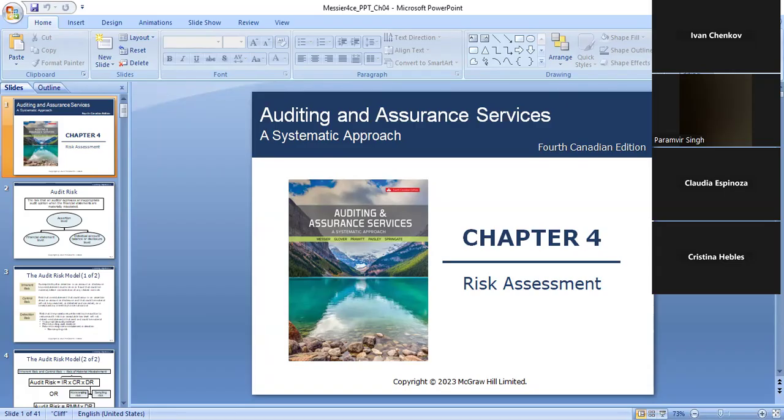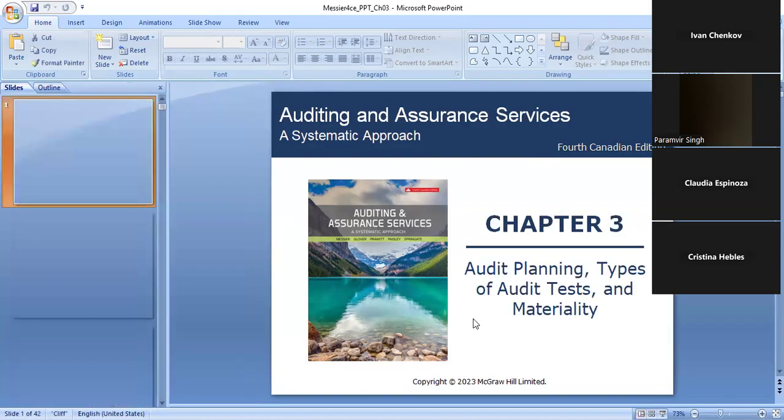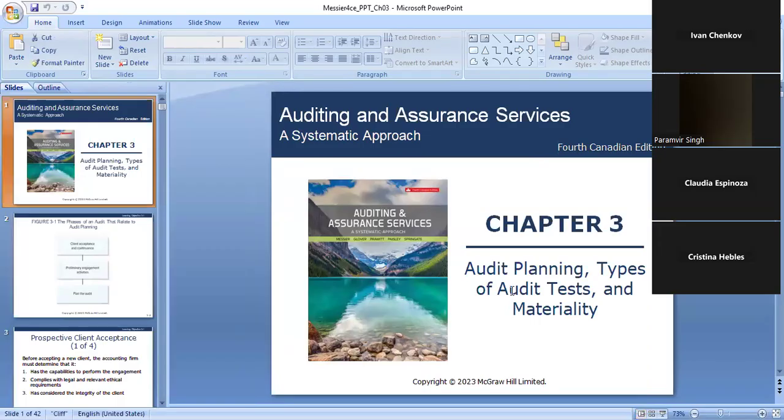So regardless of which one you're starting with, you still need to do the audit planning. You still have to identify what type of testing you're going to do, and you still have to assess the materiality. Now, when you have a new client, your approach will be a little bit more difficult.